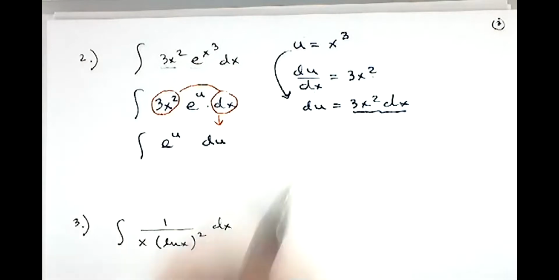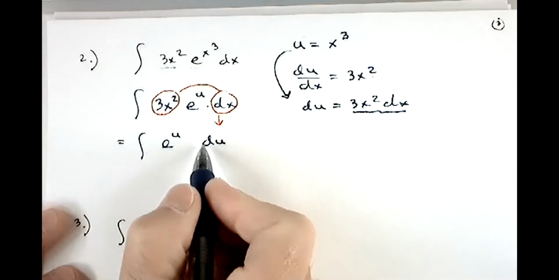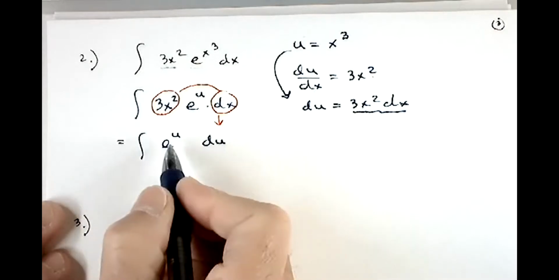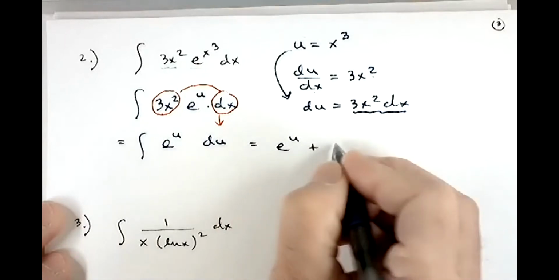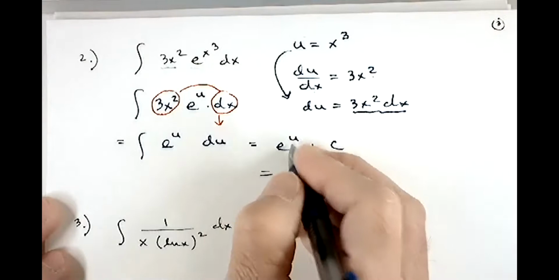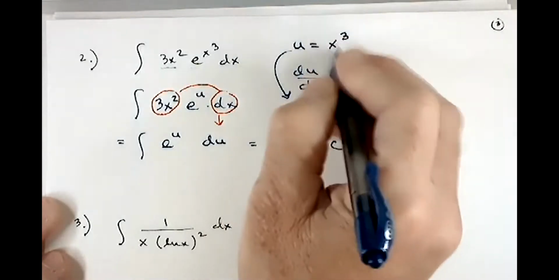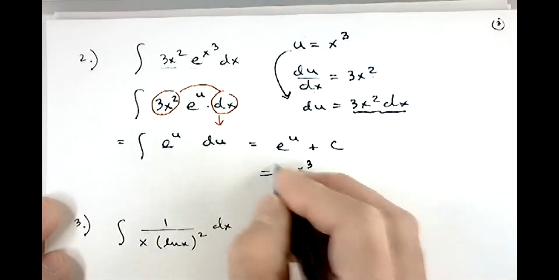Which is good because just in the same way that the antiderivative of e to the x dx is e to the x, the antiderivative of e to the u du is going to be e to the u plus a constant. And once I find my antiderivative, I put my u back in: e to the x cubed plus c.